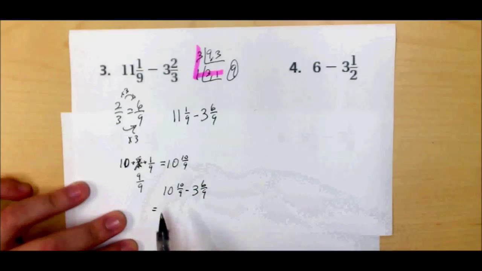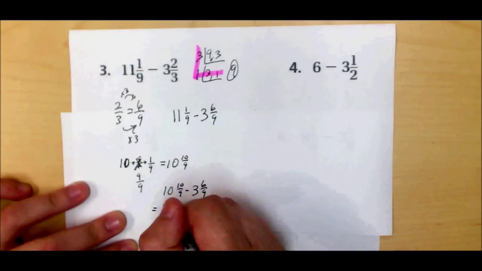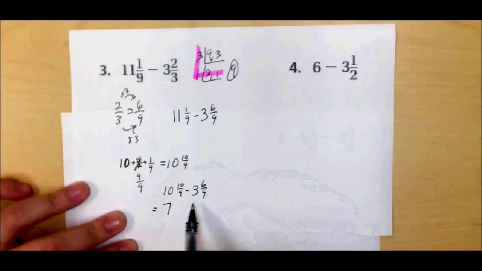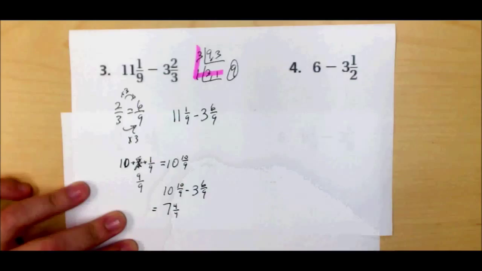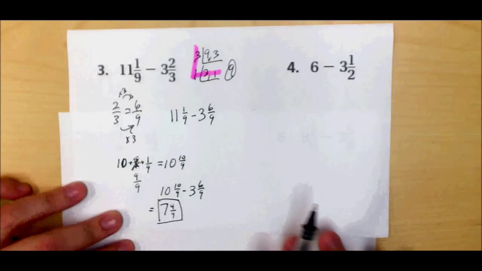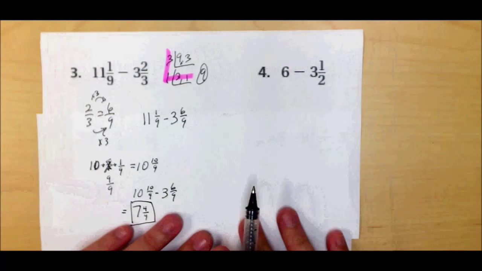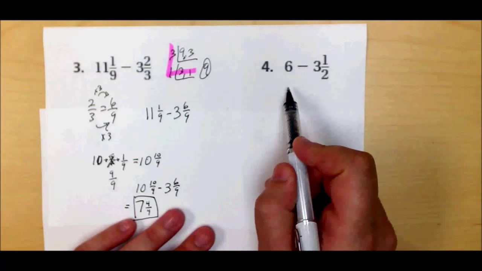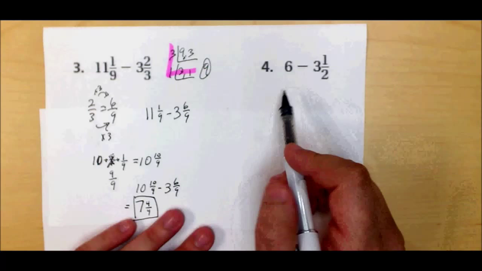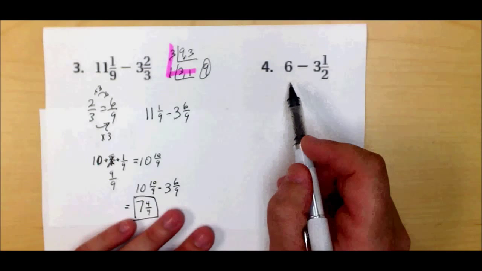So if I subtract the whole numbers, 10 minus 3, I get 7. If I subtract the fractions, 10 minus 6, I get 4. So that's 7 and 4/9. And I can't simplify that. Well, there's another way of doing this. No, I'm not going to do that yet. So let's try it on this one.